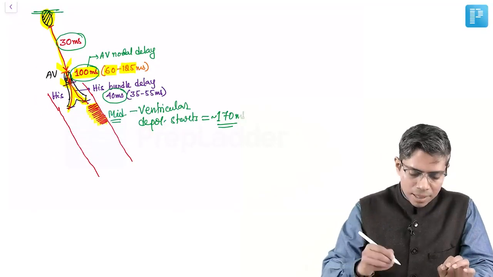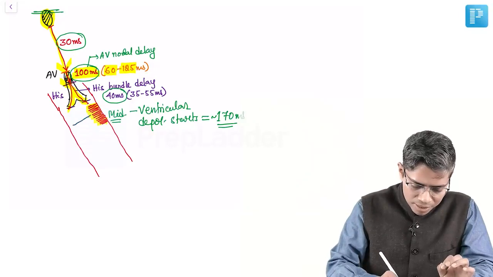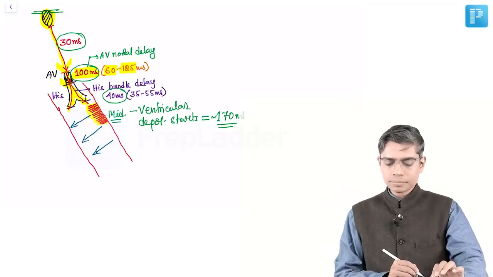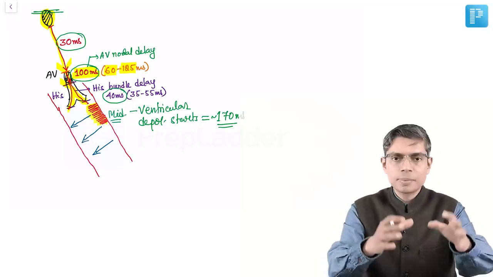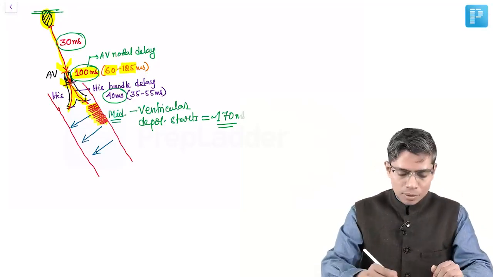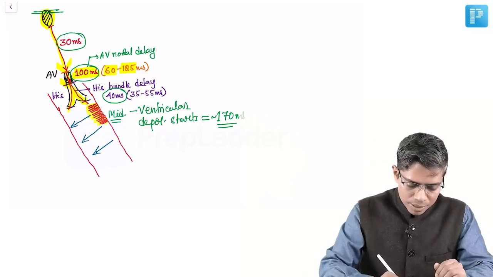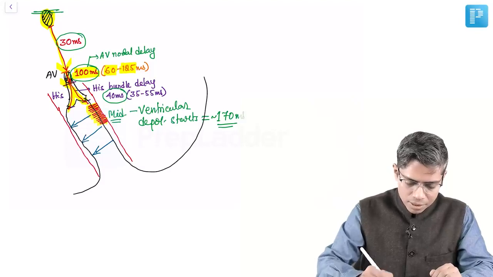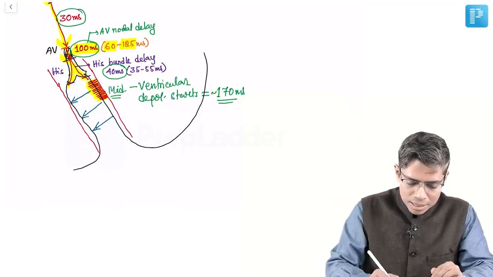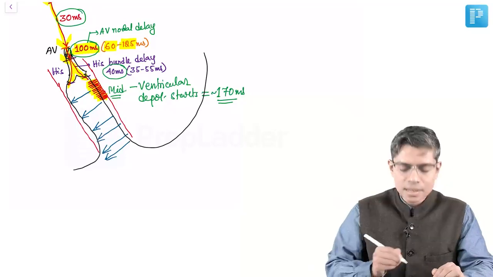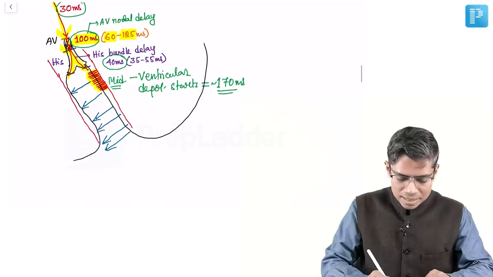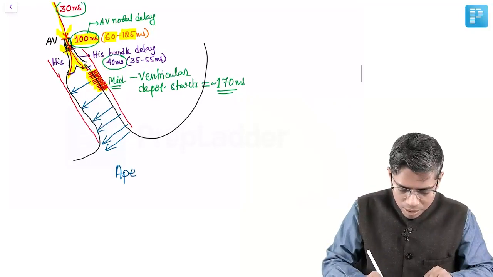Now this impulse is going to depolarize the septal muscle from left side to right side, like this. So now the depolarization is spreading through the septum. And we all know that in this septum the fascicles are there, like this. So now the depolarization is traveling through this septum from left side to right side. Look at the direction of the arrow. So the impulse is traveling from left to right side, and it is reaching the apex of the heart.